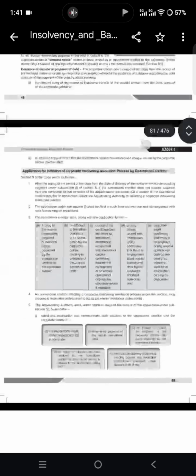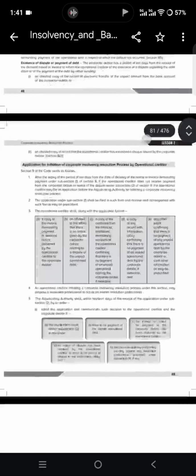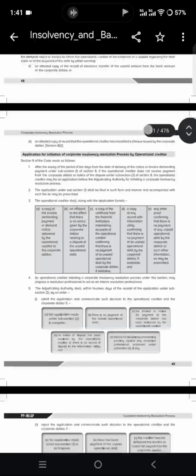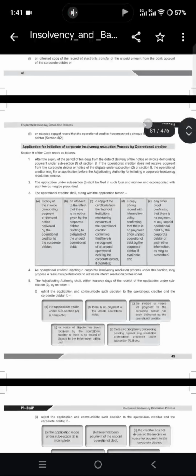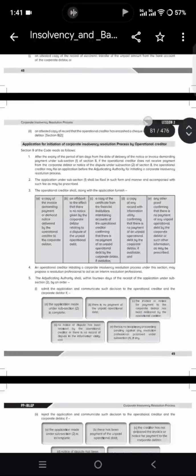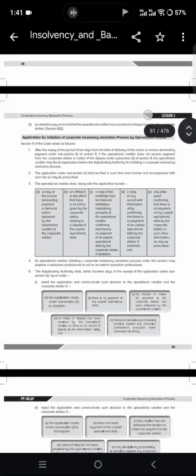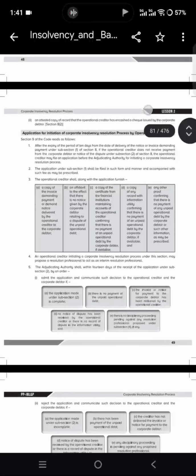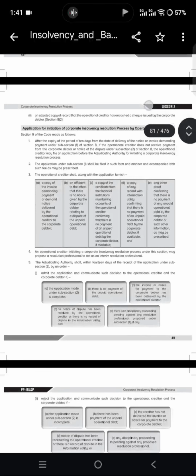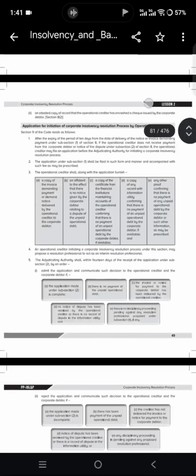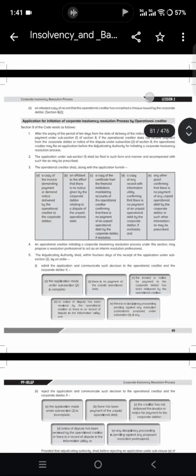Section 8 provides that in case of a default, the operational creditor has to deliver a demand notice. Okay, the demand notice means a notice served by an operational creditor to the corporate debtor. So a demand notice is a notice served by the operational creditor to the corporate debtor demanding payment of the operational debt in respect of which the default has occurred. Existence of dispute or payment of debt.